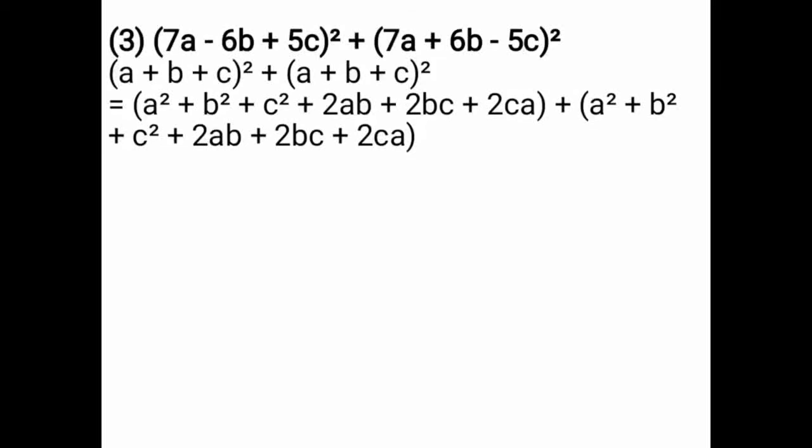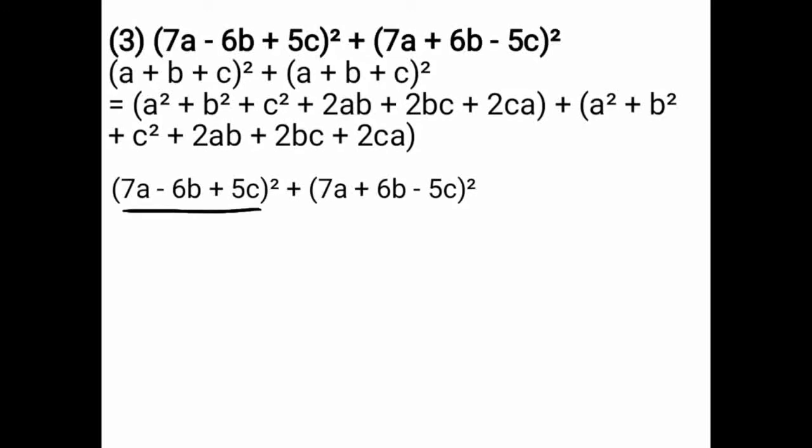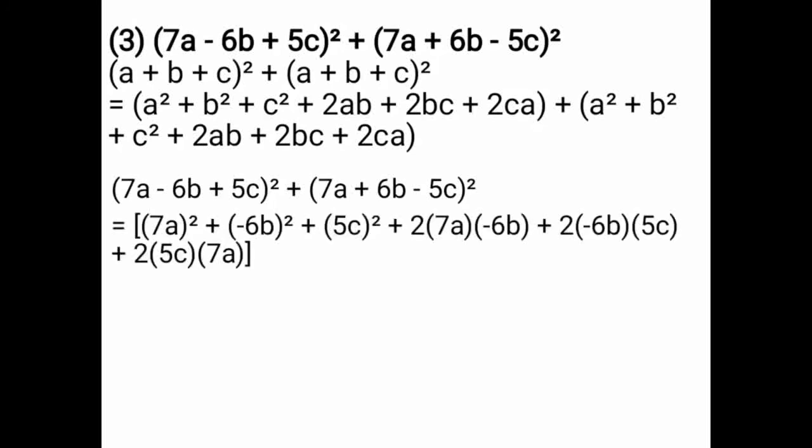Now write the given question again and solve using the expansion form of the formula of (a plus b plus c) the whole square, 2 times. 7a minus 6b plus 5c the whole square plus 7a plus 6b minus 5c the whole square. First, the expansion of the first bracket, which is given: that is equal to (7a) the whole square plus (minus 6b) the whole square plus (5c) the whole square plus 2 times 7a times minus 6b plus 2 times minus 6b times 5c plus 2 times 5c times 7a. In between, plus signs, put a plus sign.